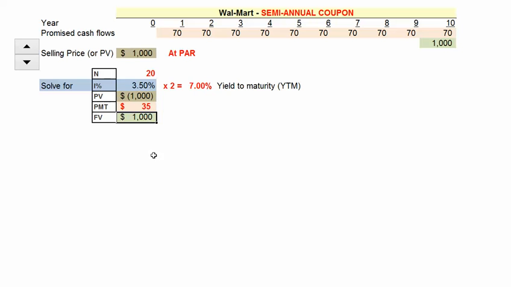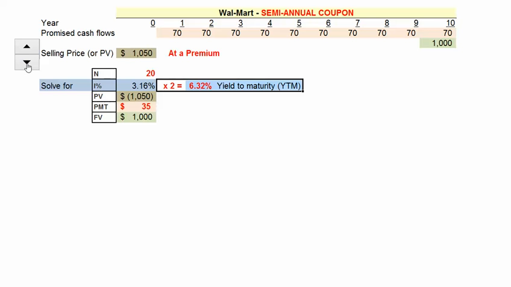We receive the same $1,000 at maturity, and if we were paying $1,000 for the bond, we would solve for a semi-annual rate or yield of 3.5%. And then we multiply that by 2 to get the 7% yield to maturity. And once again, if we pay a price higher than the par value, the bond will sell at a premium and we'll earn less than the 7% coupon rate.